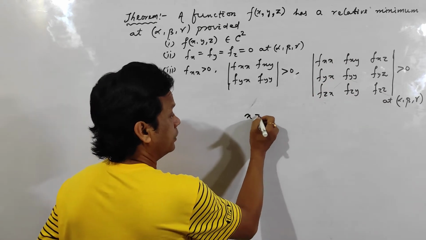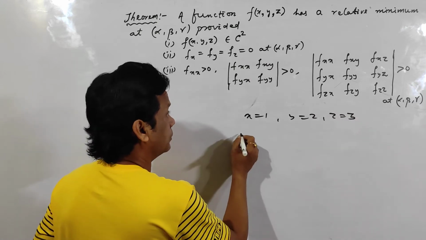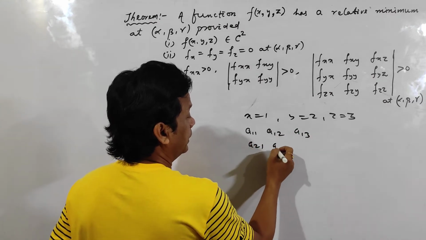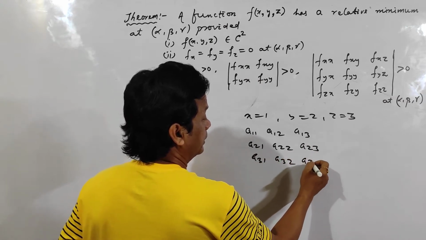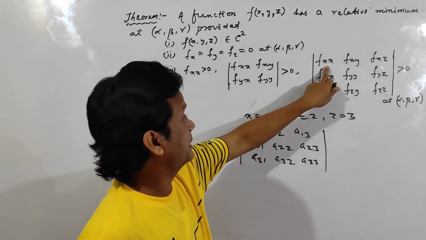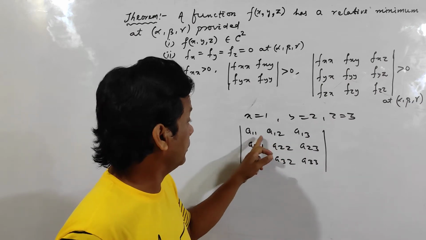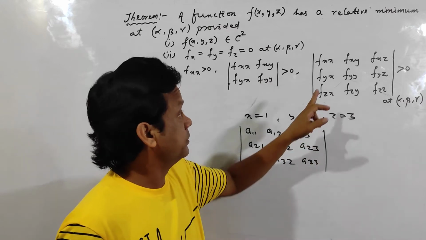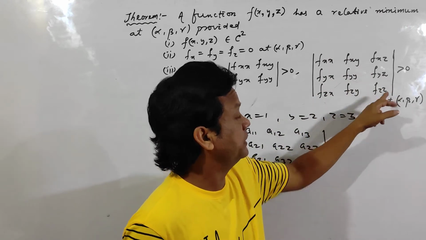See here, x is equal to 1, y is equal to 2, z is equal to 3. And in matrices, you are writing a11, a12, a13, a21, a22, a23, a31, a32, a33. This is the same as this one. See here, xx, xy, xz, like 1, 1, 1, 2, 1, 3. That means with 1, I am taking 1, 2, 3. With 2, I am taking 1, 2, 3. With 3, I am taking 1, 2, 3. Similarly, with x, I am taking x, y, z. With y, I am taking x, y, z. With z, I am taking x, y, z.